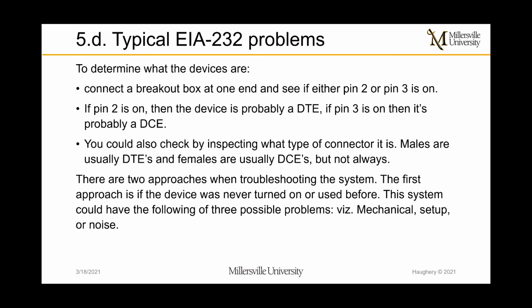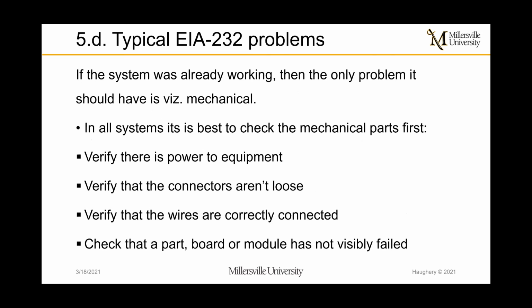There are also two approaches when troubleshooting the system. The first approach is if the system was never turned on before and never used. The system could have the following three possible problems: mechanical, setup, or noise. If the system was already working, then the only problem is a mechanical problem. In all systems, it is best to check the mechanical parts first. Verify the power to the equipment, verify that connectors aren't loose, and verify that the wires are correctly connected. You can also check that a part, board, or module has not visibly failed.